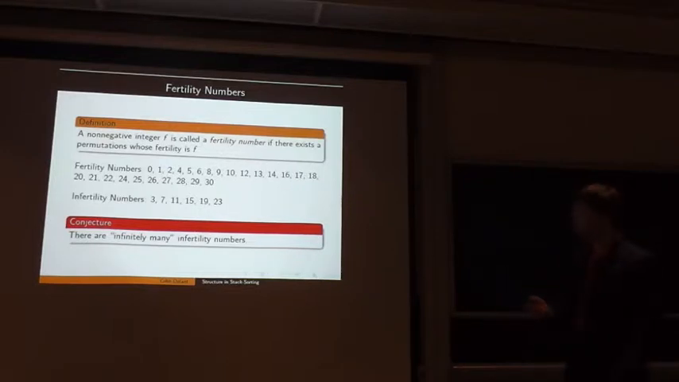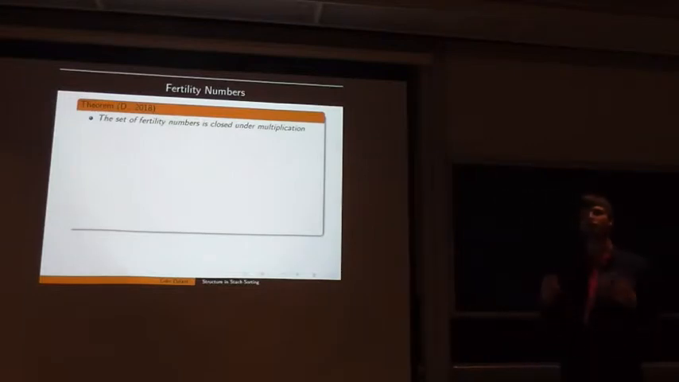Now, what can you actually prove? Well, one thing is that it turns out the set of fertility numbers is closed under multiplication. So if you multiply two fertility numbers, you get another fertility number, which I think is kind of weird. I mean, think about how we got here.